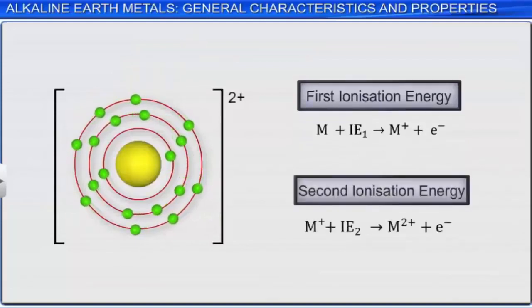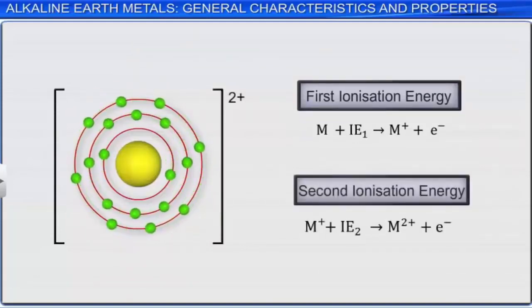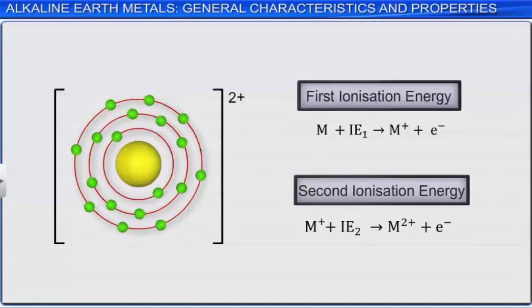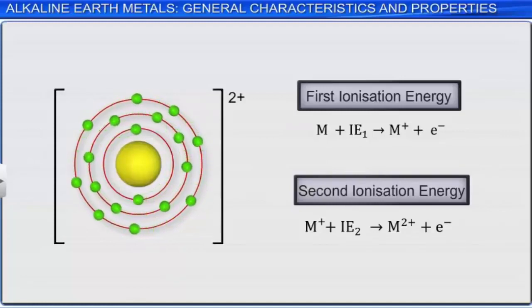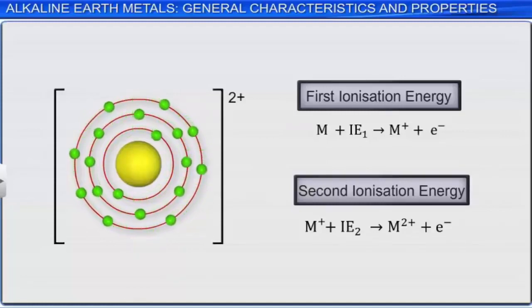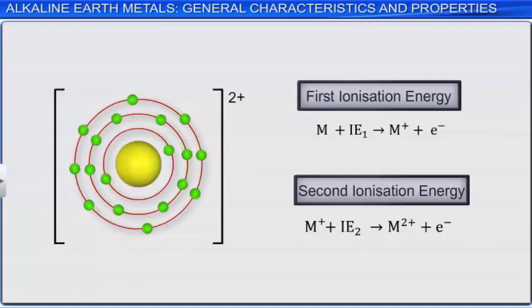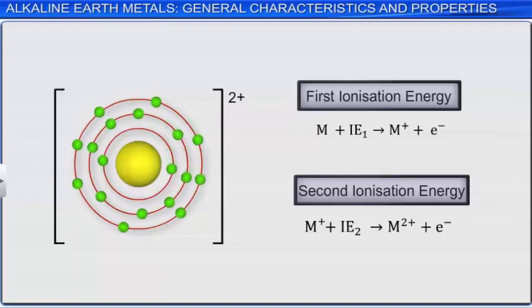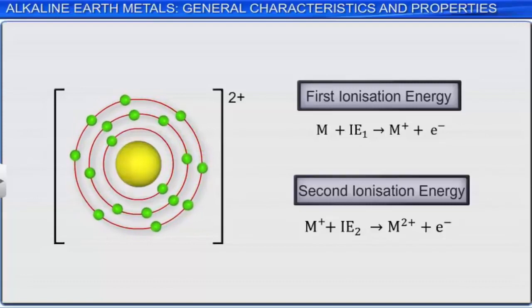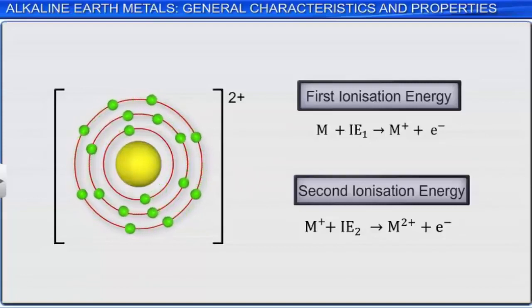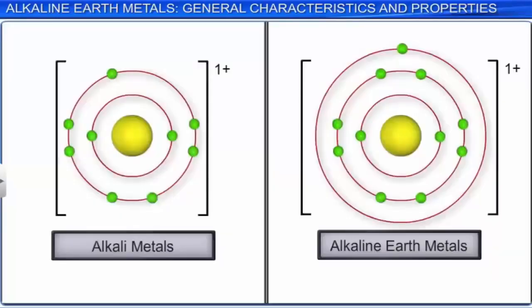One interesting fact you should know: the second ionization energies for the group 2 metals, that is, alkaline earth metals, are lower than the second ionization energies for the group 1 metals, that is, alkali metals. This is because losing one electron for a group 1 metal gives it a noble gas-like electron configuration, and losing another electron from these cations becomes significantly less favorable.